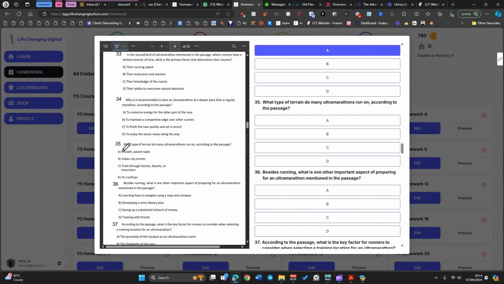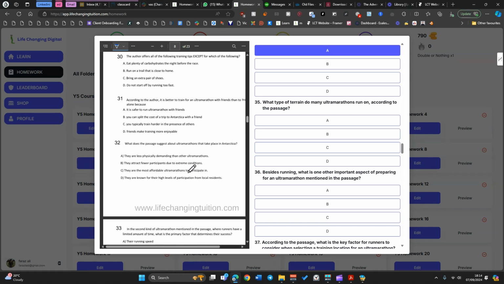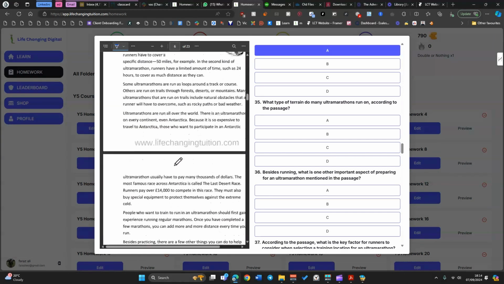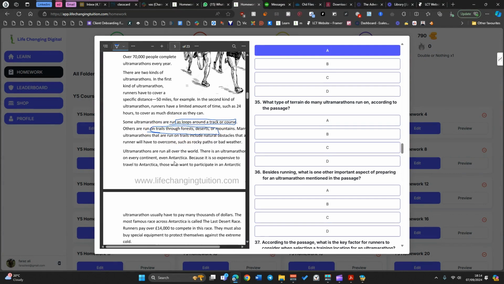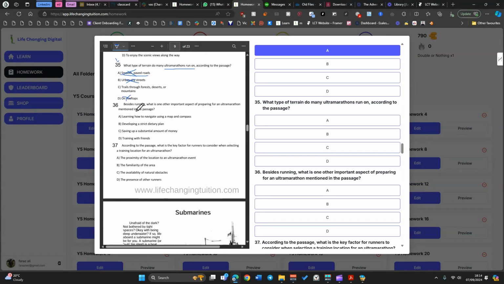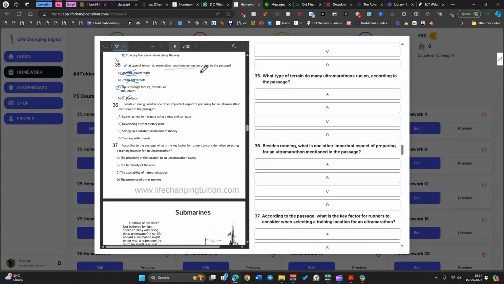Question 35, what type of terrain do many ultramarathons run on? According to the passage, smooth paved roads, that's not mentioned, neither is urban city streets, neither is rooftops. If we look at the passage over here, we've got either run round loops on a track course, or through trails, forests, and deserts and mountains. So option C would be the best option here. That's what it says according to the passage. So 35C.